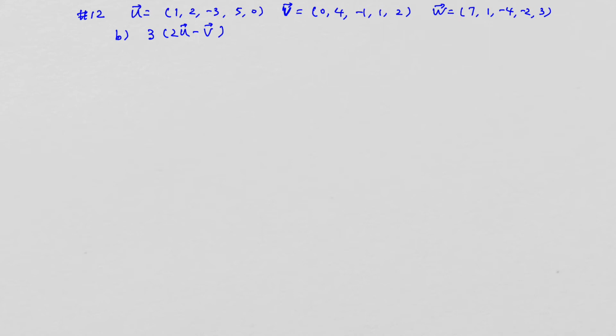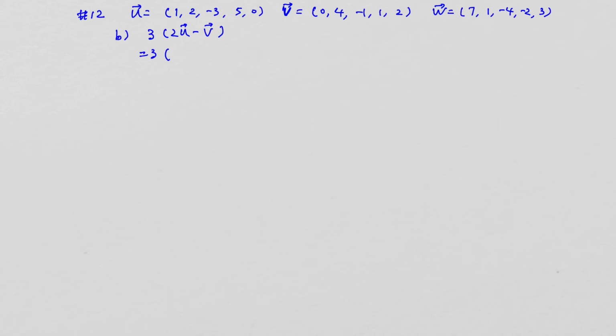So they said to find the expression for, I'll just do part B, okay? It's 3 times (2 times U minus V). So how do you do this problem? We just need to, okay, it's 3 times, you go 2 times the U first and then subtract V.